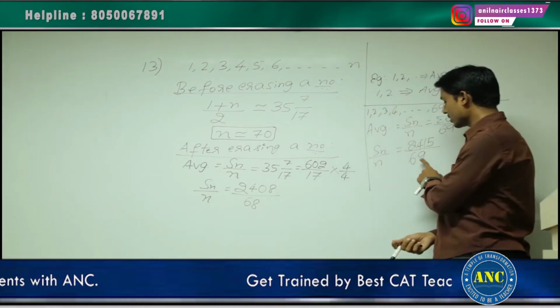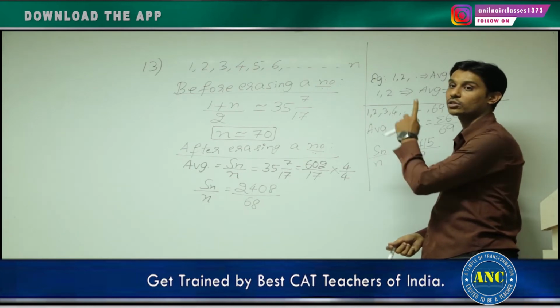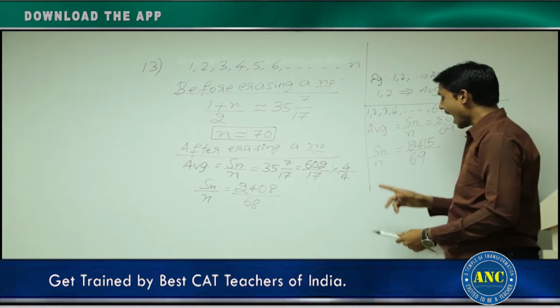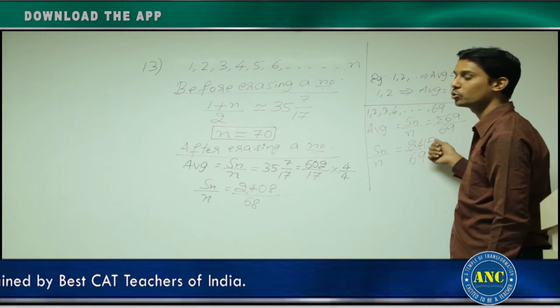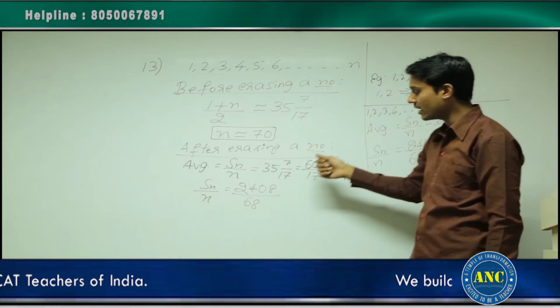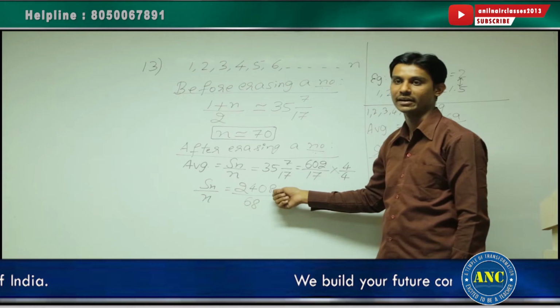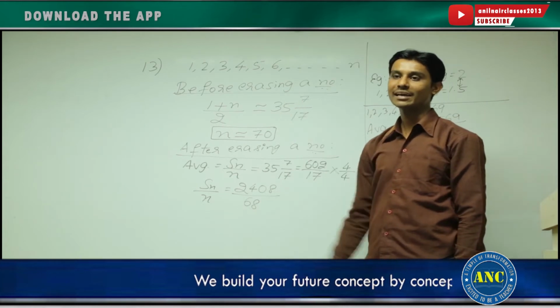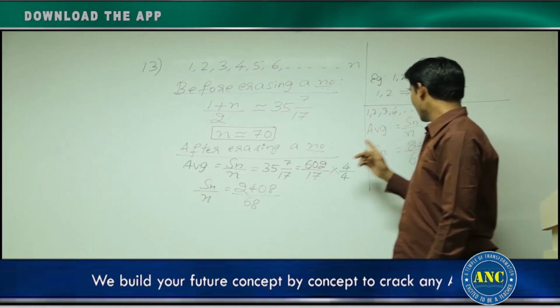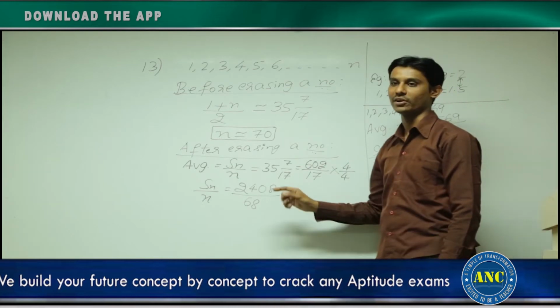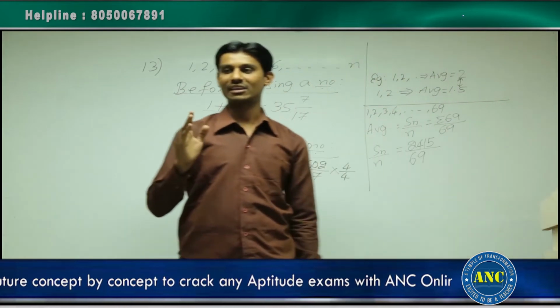That means totally there are 69 numbers which were written on the board initially. When I add all those 69 numbers, the sum is 2415. After erasing a number, the sum is 2408. That means what is the number which I erased? The number which I erased is 2415 minus 2408. That means the number erased is 7, right?